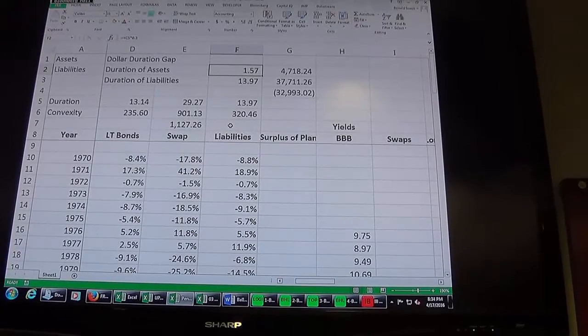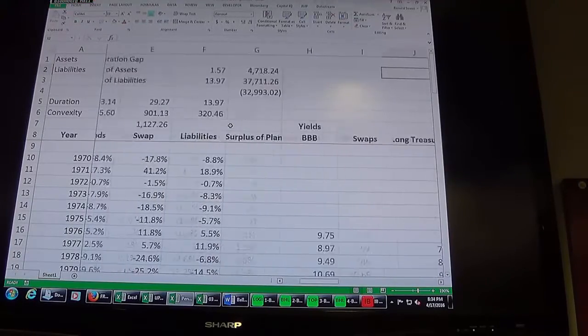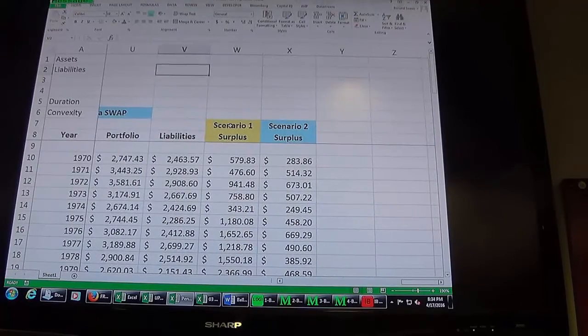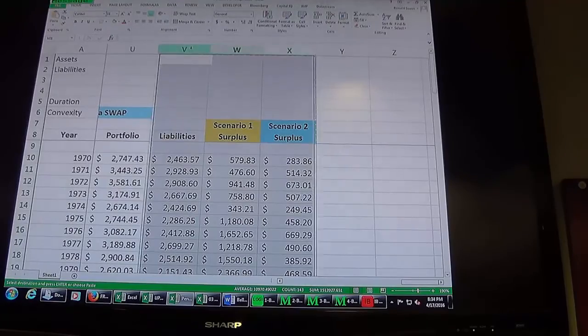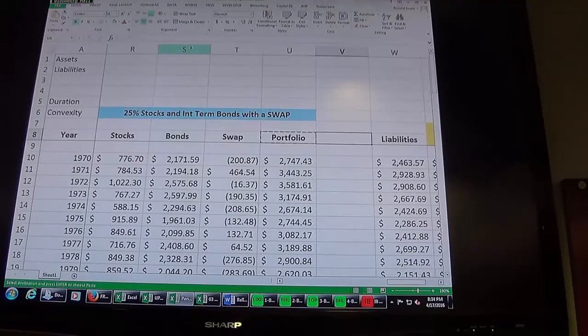All right, so that was a quick setup. So we got a few errors we got to fix. The first thing is on the dollar duration gap. Rather than putting a dollar duration gap up here, let's move it over here to the side. So let's move all this over. And we'll do dollar duration. So we know how much our swap should be.